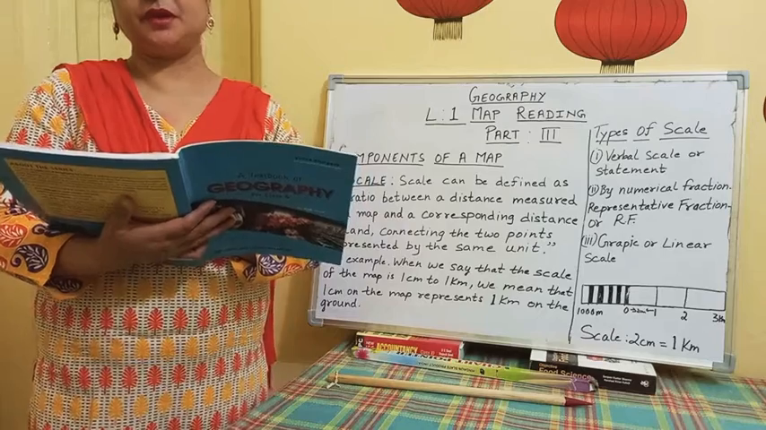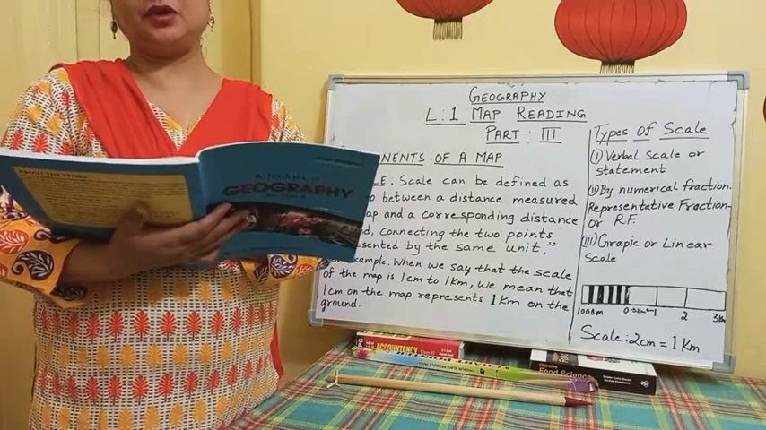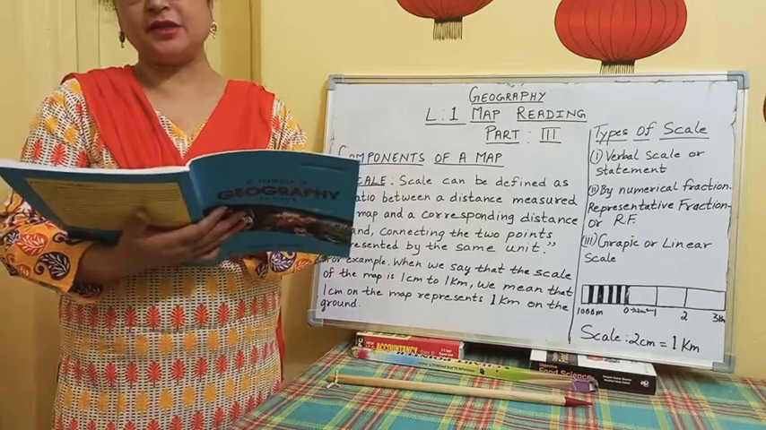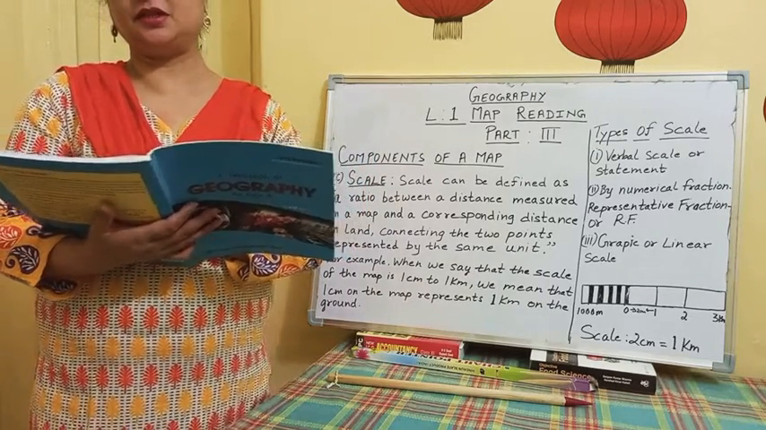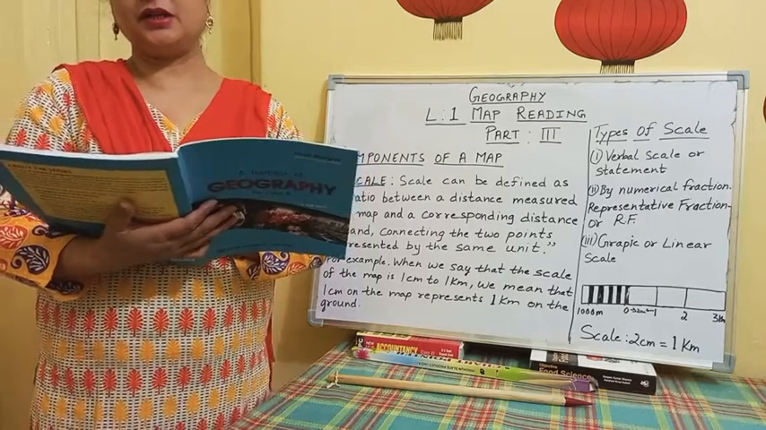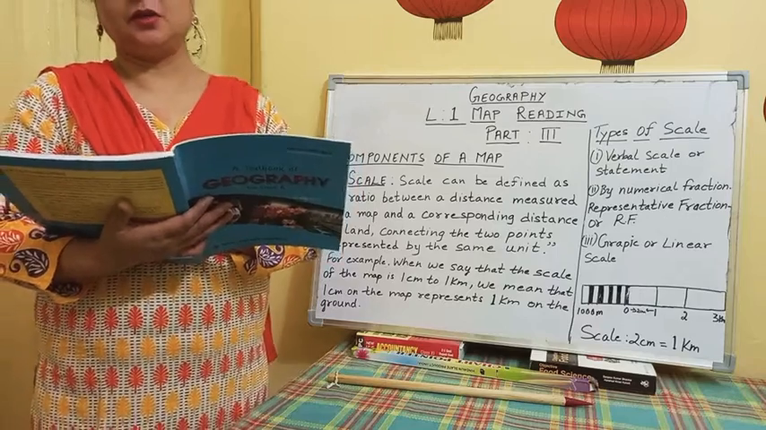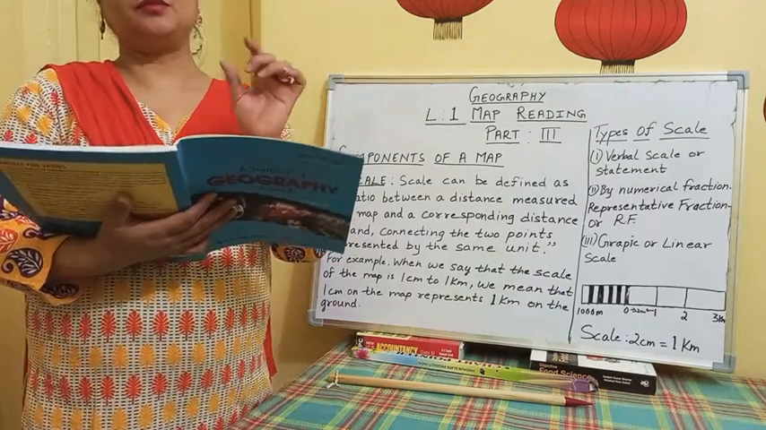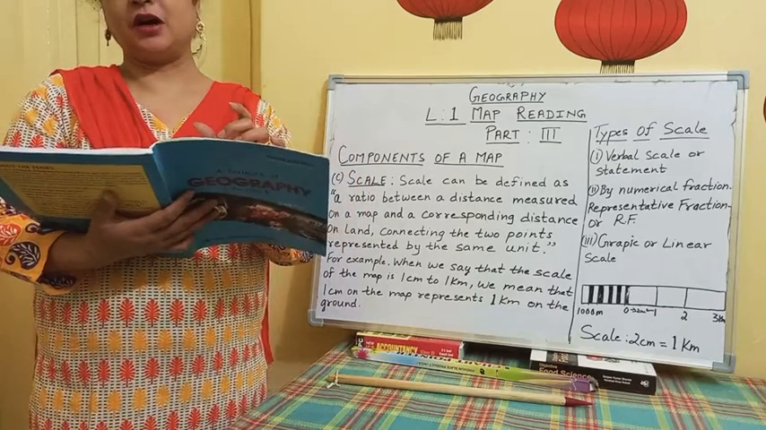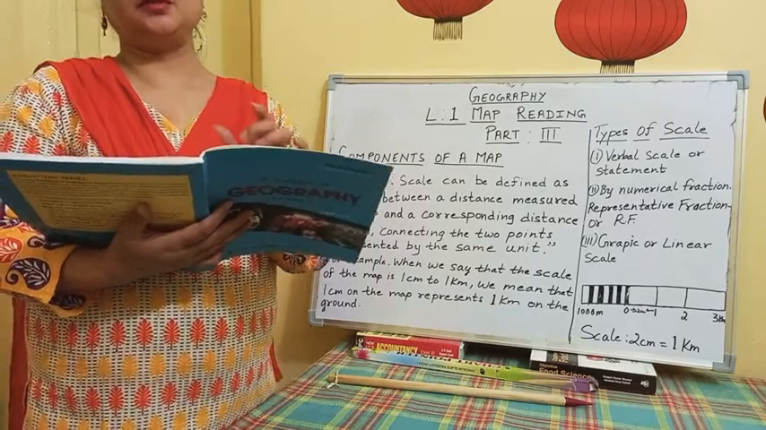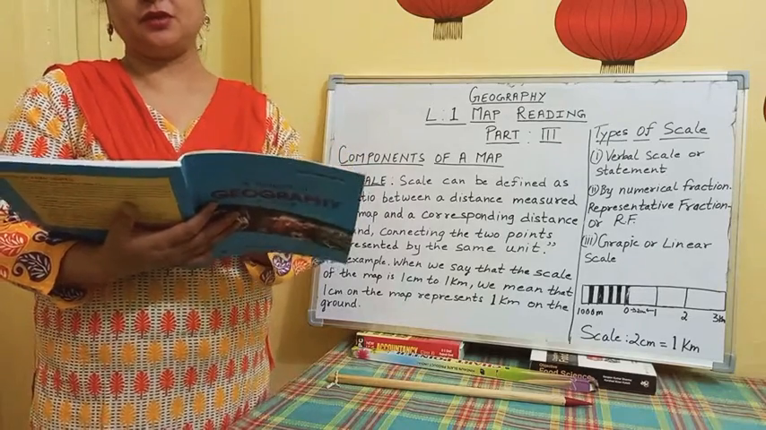For example, if the RF is 1:50,000, it would mean that 1 centimeter on the map represents 50,000 centimeters on the ground. So 1:50,000, that is the ratio. 1:50,000 means over here 1 centimeter on the map. When the map is showing 1 centimeter, it means on ground it is showing 50,000 centimeters. So that is why the ratio is 1:50,000.